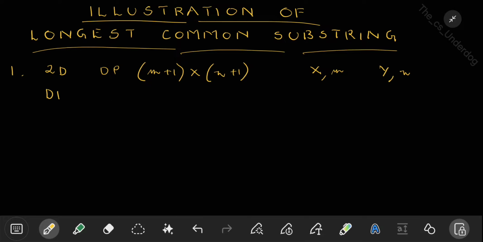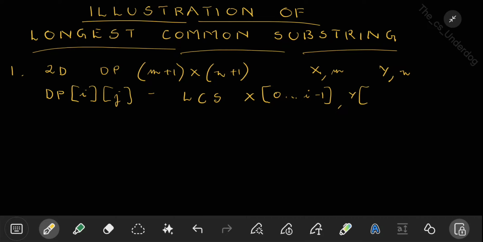What does each entry in this DP table represent? dp[i][j], each entry in the DP table, represents the length of the longest common suffix of x considering all the letters till the ith letter and y considering all the letters till the jth letter. For the jth letter, why am I writing j minus 1? Because it is 0 indexed, so the first letter is at index 0. So at dp[i][j], you are considering all the letters in x till the ith letter and all the letters in y till the jth letter, and you record the longest common suffix length. That is what you mention in dp[i][j].